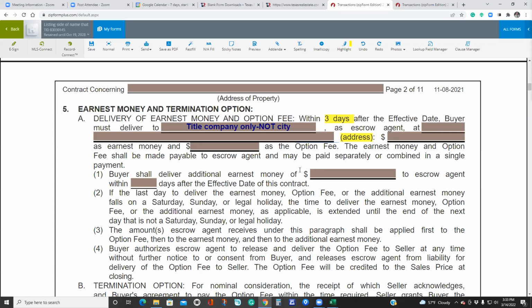So the answer to the question: option fee is never, ever, ever refundable. Never refundable. Buyer will never see the option fee again. Can it be credited to the seller? Yes, absolutely. But they're not going to get it back if they terminate. And that is something that keeps popping up from time to time. Option fee is not refundable at all.